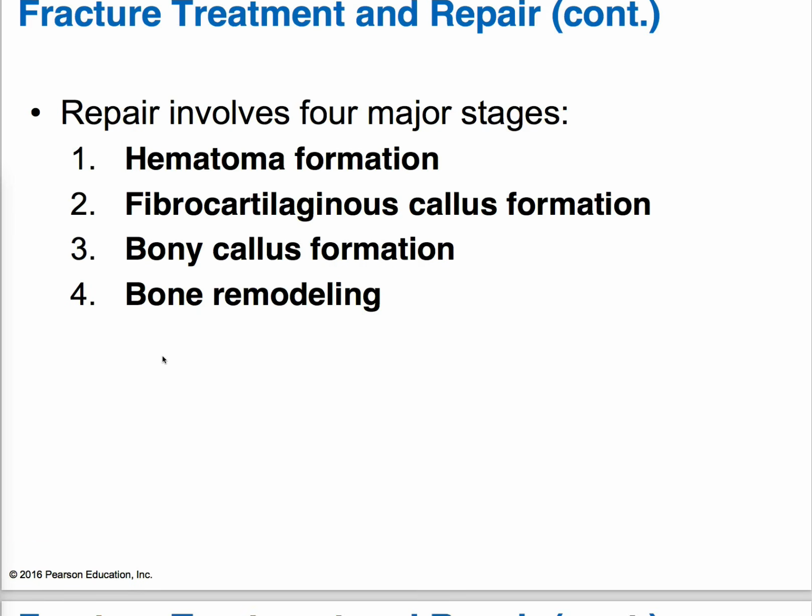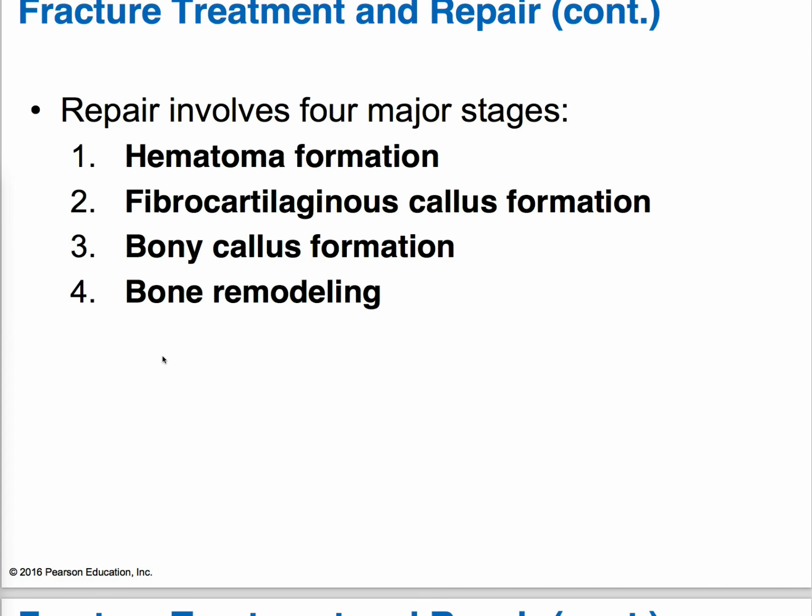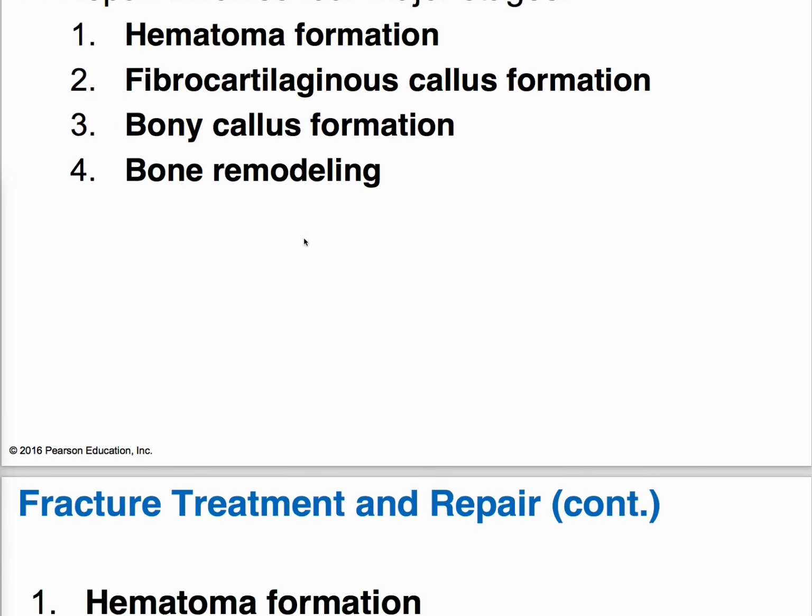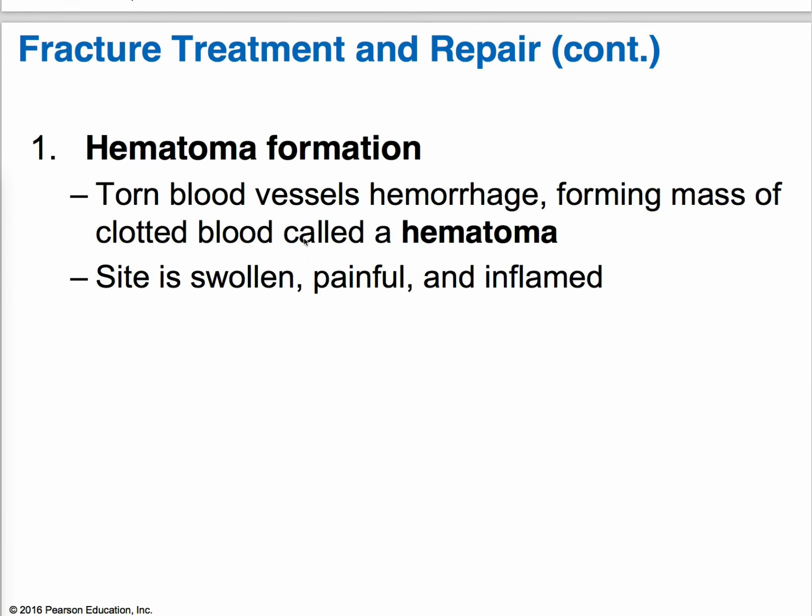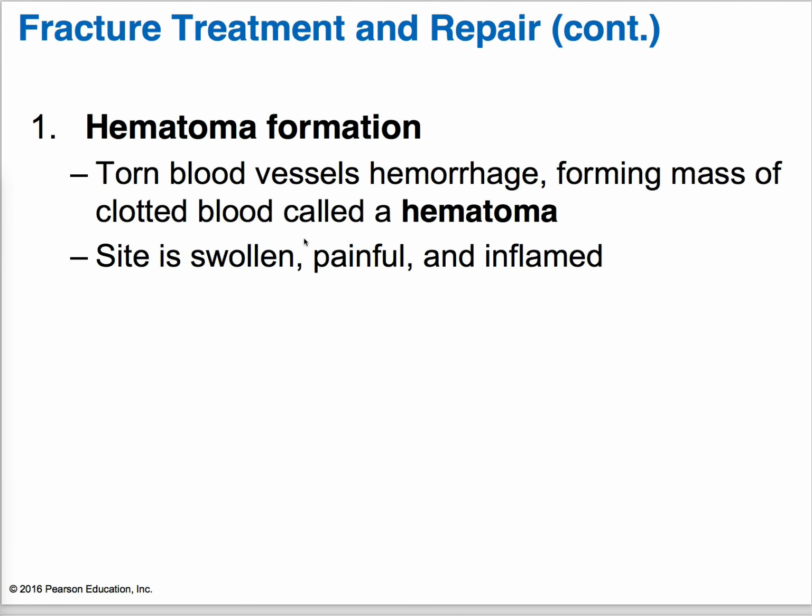Now, fracture repair involves four major stages. Number one is hematoma formation. Number two is fibrocartilaginous callus formation. Number three is bony callus formation. And then number four is finally remodeling, bone remodeling. So the very first step is the hematoma formation.